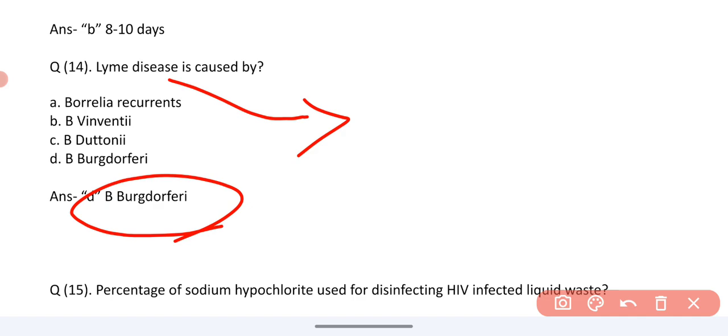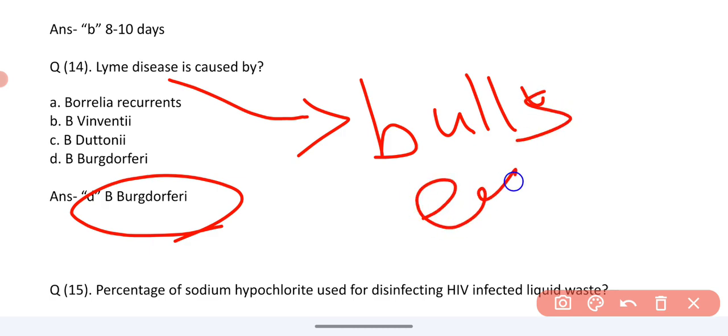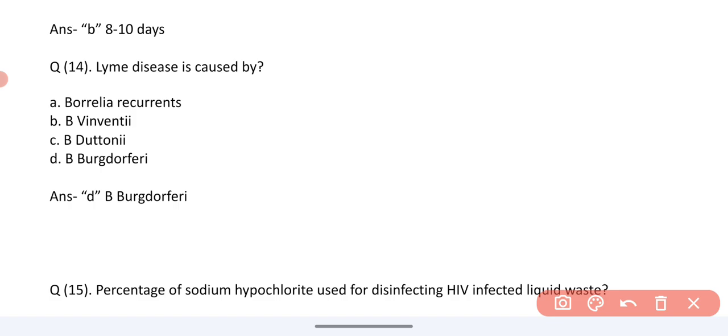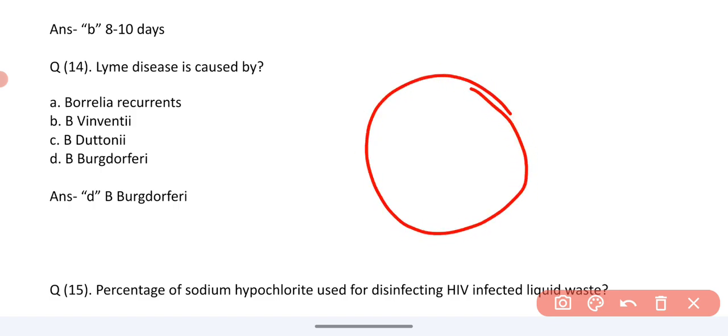And the next one is, if the person is infected with Lyme disease, the person will be having a rash. The characteristic of the rash will be bull's eye rash. So how will this bull's eye rash be? The center will be clear and the surrounding will be red in color. This is how the rash will be.